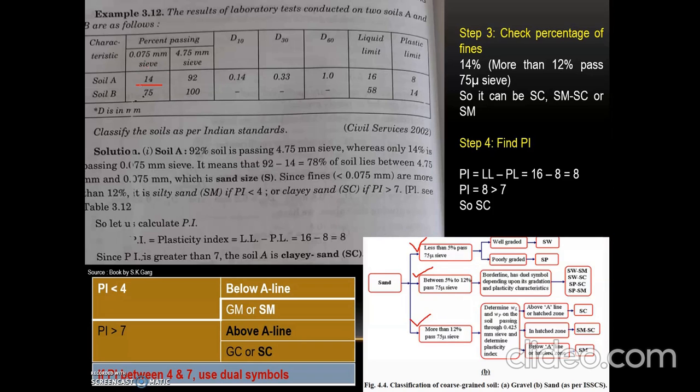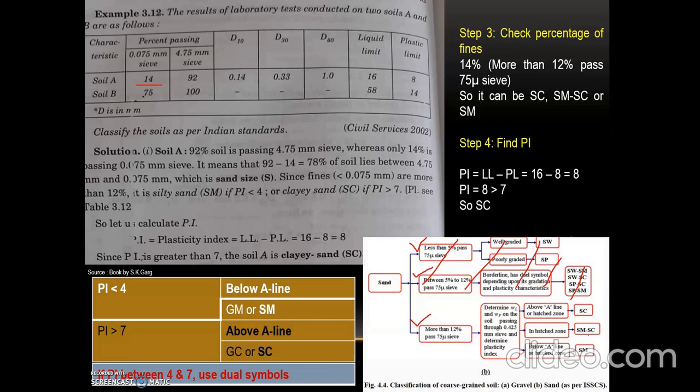In the problem, it is mentioned that the percent passing through the 0.075 mm sieve is 14%. That means it is greater than 12%. That is, 14% is greater than 12%. Hence, the soil can be either SC, SM-SC or SM. So we will rule out these possibilities. That means the soil cannot be SW, or SP, or have these dual symbols. Now we need to check whether the sand can be SC or SM-SC or SM.